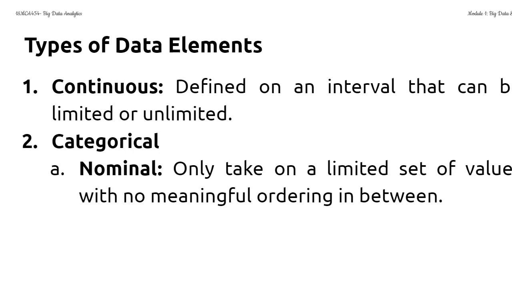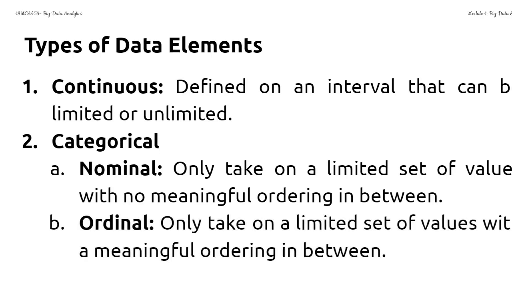So that is nominal. The next one is ordinal. Ordinal also takes a limited set of values like the previous one, but here we have a meaningful ordering. For example, if you take age, we usually categorize it as infant, then juvenile, then youth, adult, and so on. There is a particular order which is followed. When you display it, we will not put adult first or infant last. We will keep it in a particular order. Understood? So that is the ordinal one.